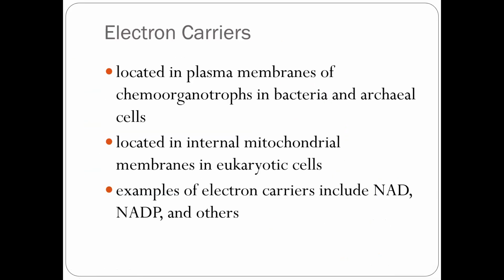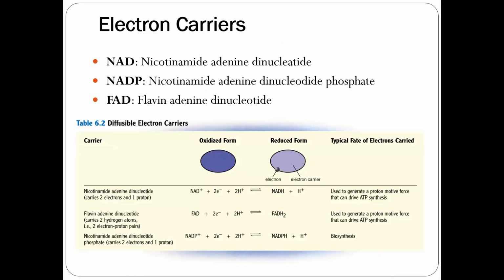Now during the electron transport chain, we need lots of molecules to carry electrons and transfer them. Therefore, we call them electron carriers. What are they? They are NAD, NADP, and others. Here are examples of typical electron carriers. NAD, we call nicotinamide adenine dinucleotide. NADP is nicotinamide adenine dinucleotide phosphate, and FAD is flavin adenine dinucleotide.